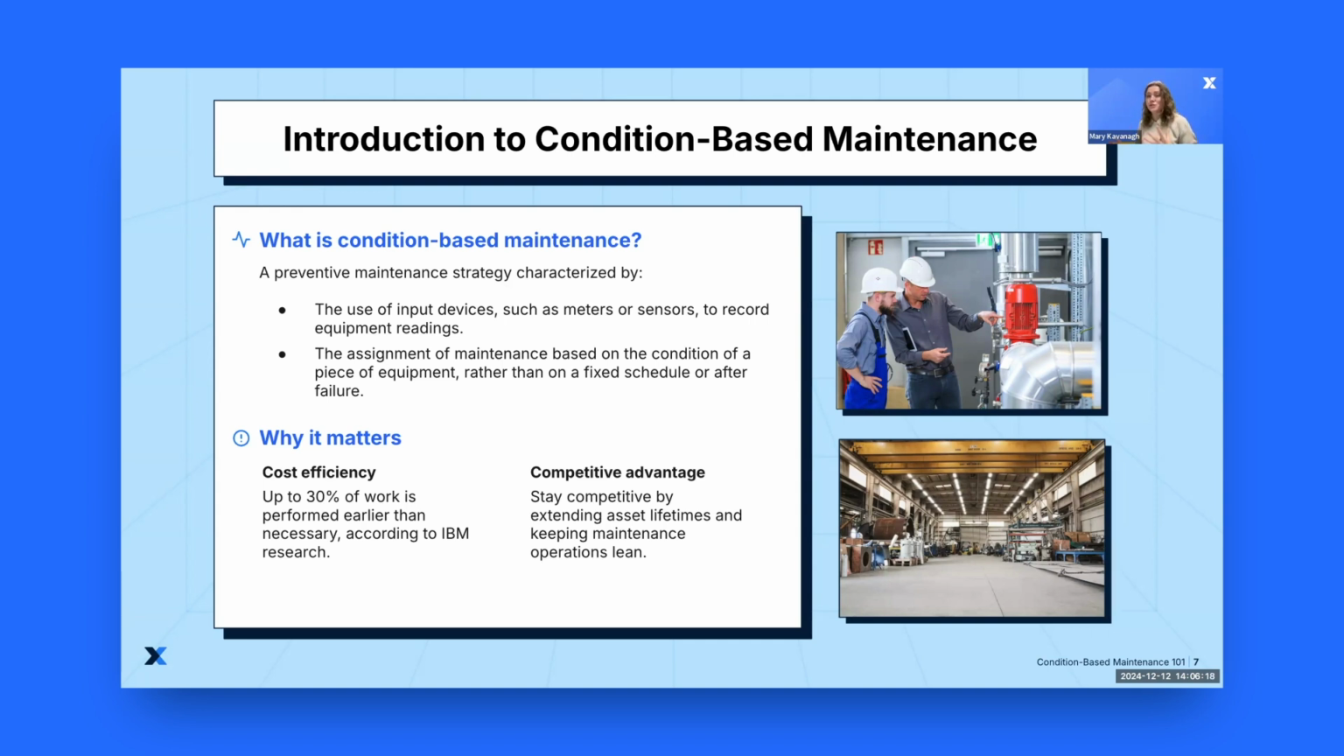Why does it matter that we focus so much on doing things exactly when they're needed, based on the condition? Well, firstly, we're looking at cost efficiency. Up to 30% of work is performed earlier than necessary, according to IBM research. Now, isn't that interesting? 30% of work is performed earlier than it needs to be. When you have a team that is stretched thin, and we have to do the most that we possibly can, remain as profitable as we can, as efficient as we can with that lean team.